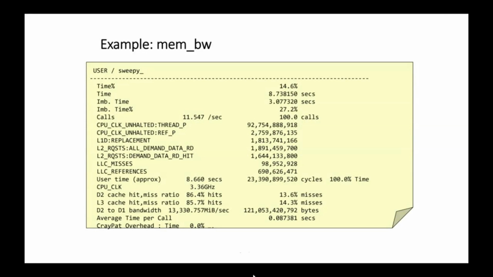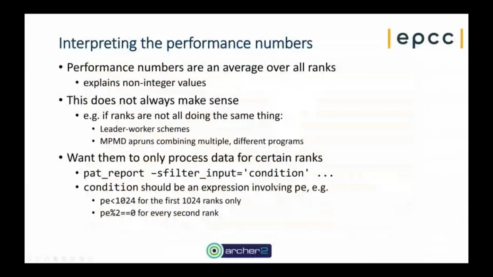Okay, so this is an example of the kind of memory bandwidth profiling you can get out. Here's a function sweepy, and then this is a general summary of the function, and then we've got L2 cache, so the data cache miss ratio and hit ratio, and the bandwidth between them. We can see here we've got quite a low L2 cache hit rate, and we may want to do something in our application to try and optimize that.